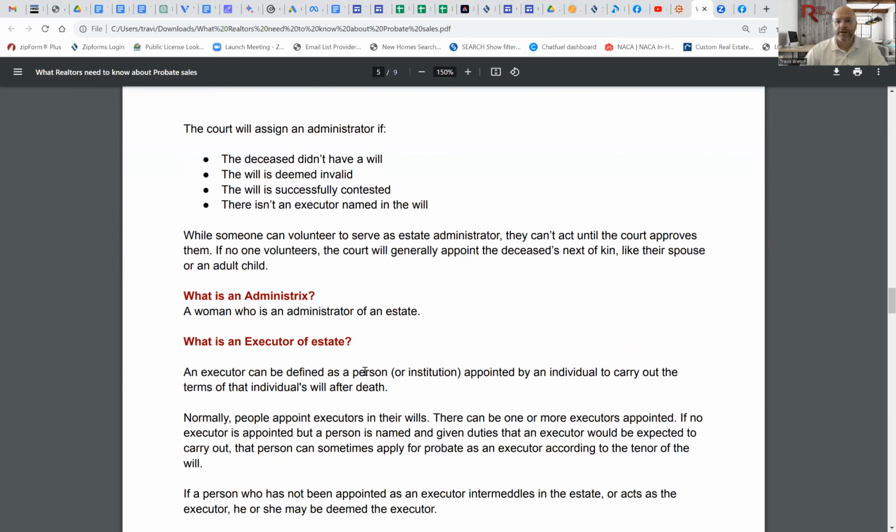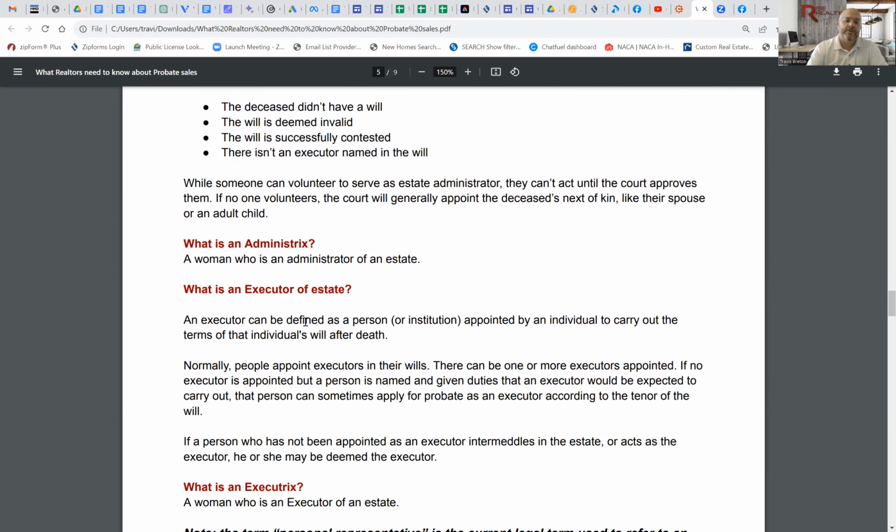It's kind of an outdated term, actually. What is the executor of the estate? An executor can be defined as a person or institution appointed by an individual to carry out the terms of that individual's will after death. Normally, people appoint executors in their wills. There can be one or more executors appointed. If no executor is appointed, but a person is named and given duties that an executor would be expected to carry out, that person can sometimes apply for probate as an executor according to the tenor of the will.